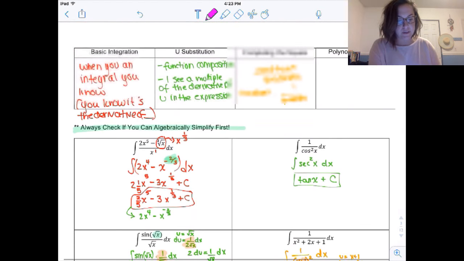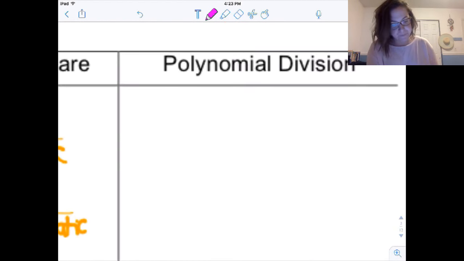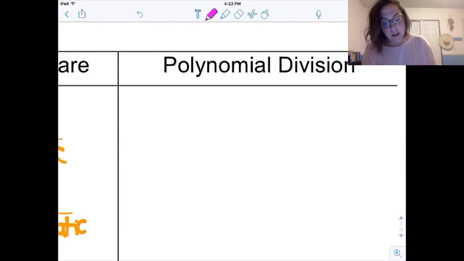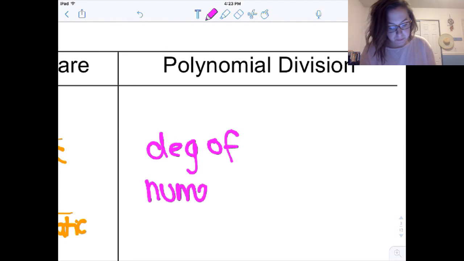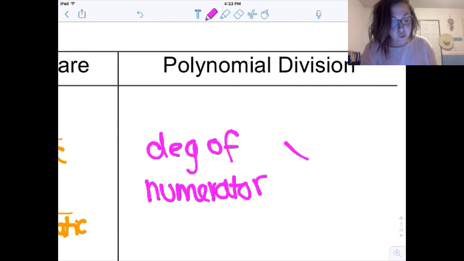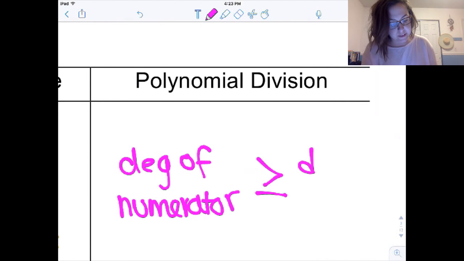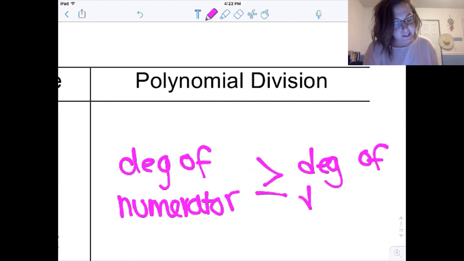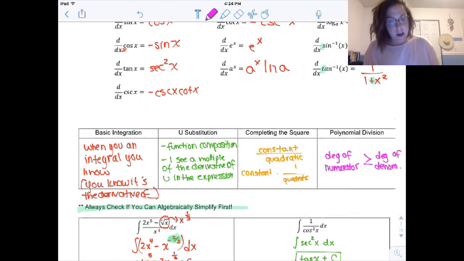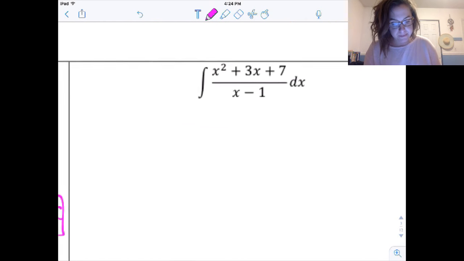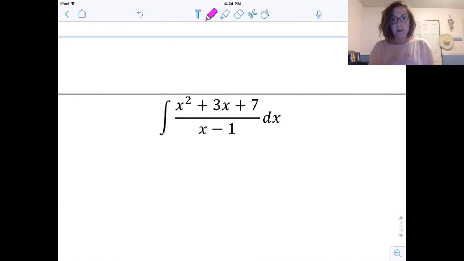So polynomial division, I'm going to look at this when the degree of my numerator is greater than or equal to the degree of the denominator. Those are really the key times that I look at it. Okay? Again, not the most common method that we use, but it can help. So I'm going to scroll down to this one. I see here my degree of my numerator is 2. My degree of my denominator is 1. This makes this a good candidate, right?